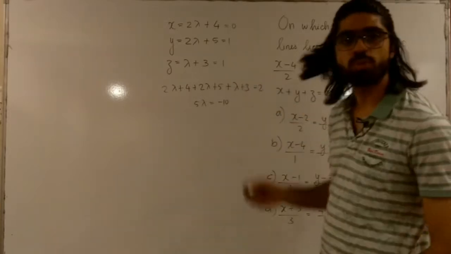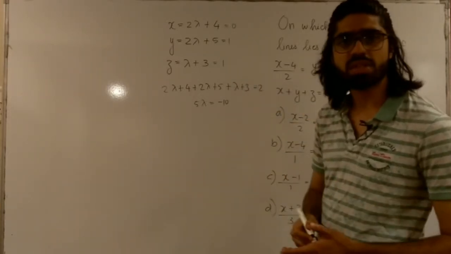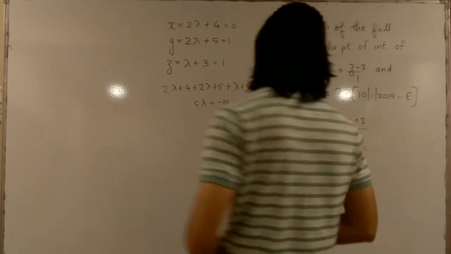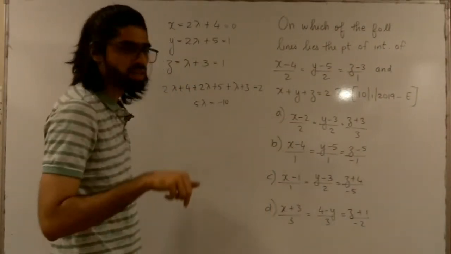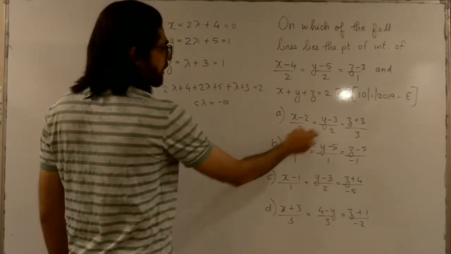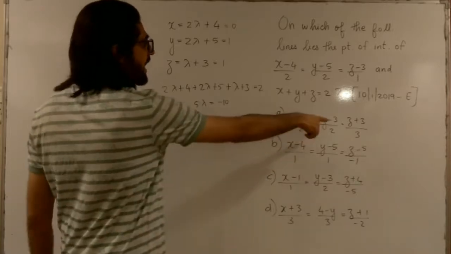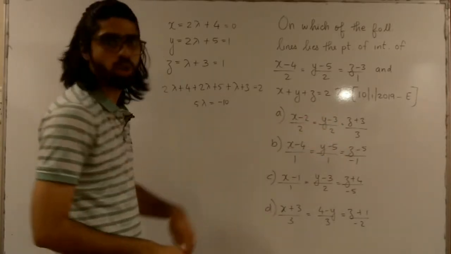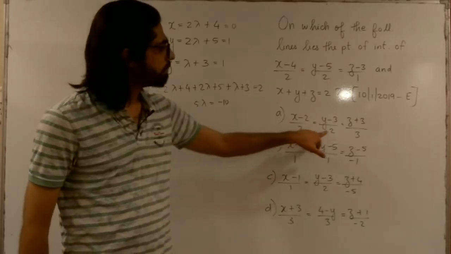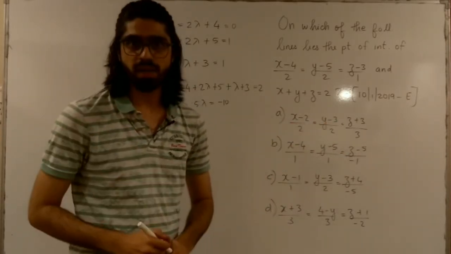So I just have to put 0, 1, 1 in the equations that are given to me, and whichever equation gets satisfied is our answer. So put 0 over here. 0 minus 2 upon 2 is minus 1. Put y equal to 1 over here. 1 minus 3 is minus 2 upon 2 is also minus 1. And when I put z equal to 1, I have 1 plus 3 which is 4 upon 3. So minus 1, 4 upon 3, they are not equal. So option A is not the right answer.